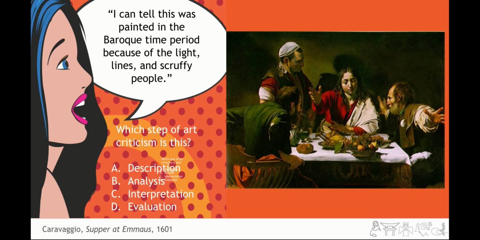This one was also a little tricky. They talk about lines and they talk about the scruffy people, right? Which is kind of description, kind of analysis. But when they compare it to another art historical time period, the Baroque time period, that means that they are making an interpretation, right? They are deciding what time period the artwork falls into. So the answer for this one would be interpretation.